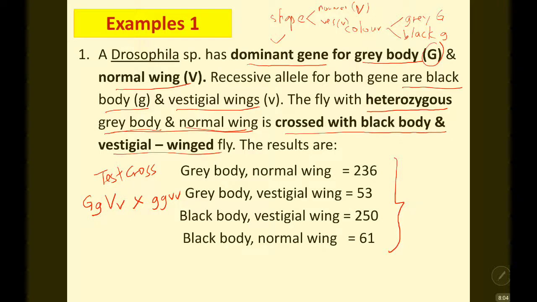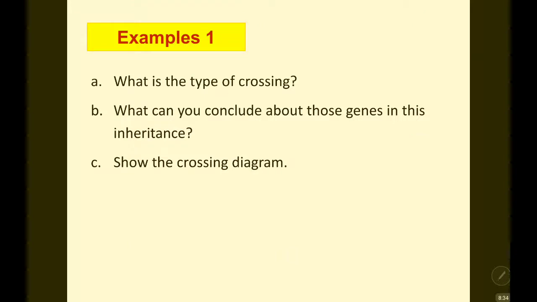If this were a dihybrid test cross, as we have learned before, the results should follow Mendel's inheritance law, that is, produce 1:1:1:1. But we see the results here: 236, 53, 250, and 61. So are they 1:1:1:1? Definitely not. So the question asks, what is the type of crossing here?